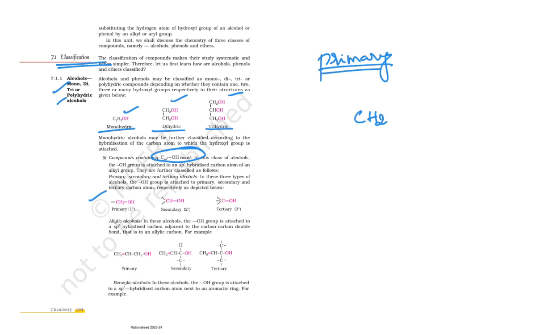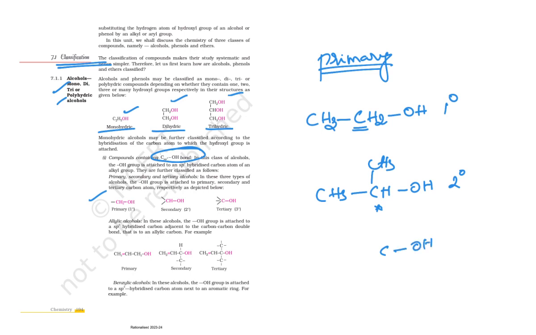This is one carbon. In this, OH is present. This carbon is the OH-bonded carbon, and it is connected with only one carbon. So this is primary alcohol. In case the OH is bonded with this carbon, this carbon is bonded with two other carbons, so this is secondary. Then if the OH-bonded carbon is bonded with three other carbons, this is tertiary alcohol. Clear?